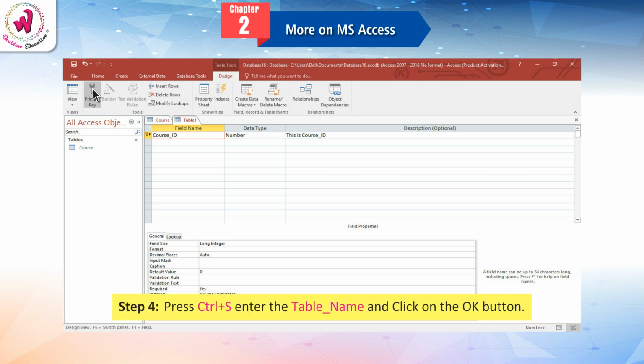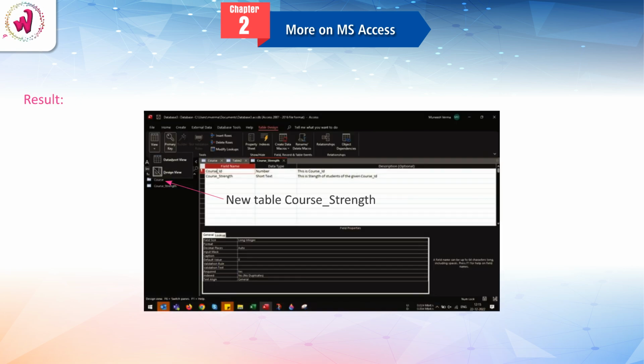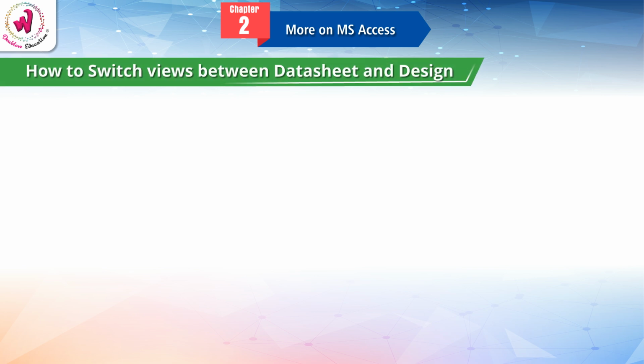Step 4. Press Ctrl+S, enter the table_name and click on the OK button. Result. New table course_strength. How to switch views between datasheet and design.